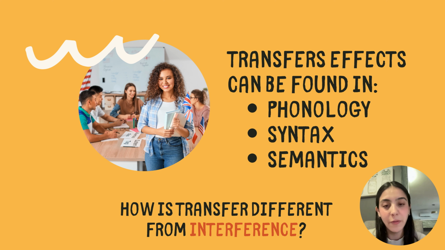The effects can be found in phonology, syntax, semantics. And just to conclude, transfer is when you use stuff you know from your first language to help with learning a new one. And sometimes it works out and makes things easier because you don't have to start from scratch. And interference is when your first language messes things up because you try to use rules or words that don't fit the new language, and that can cause mistakes.